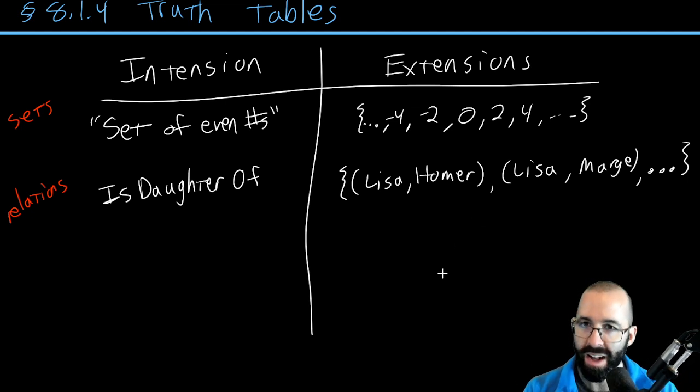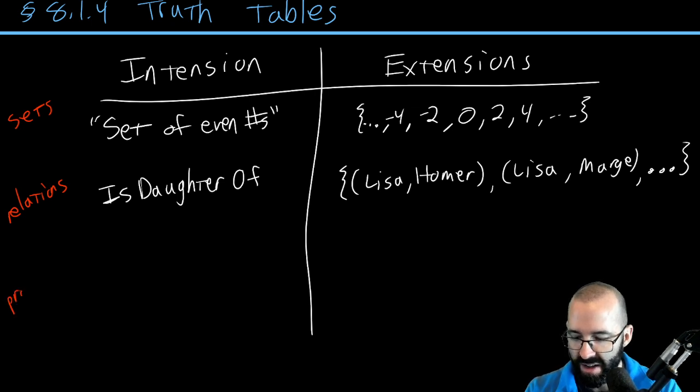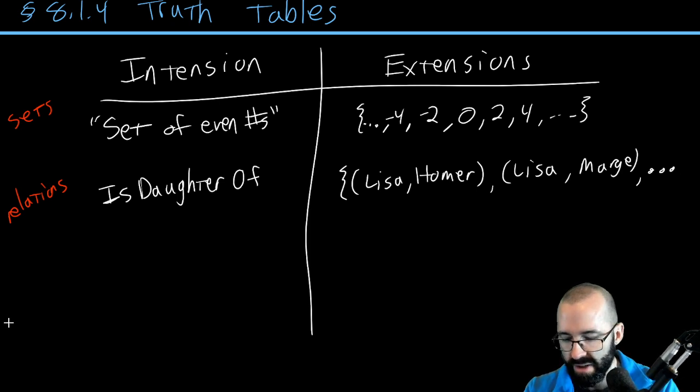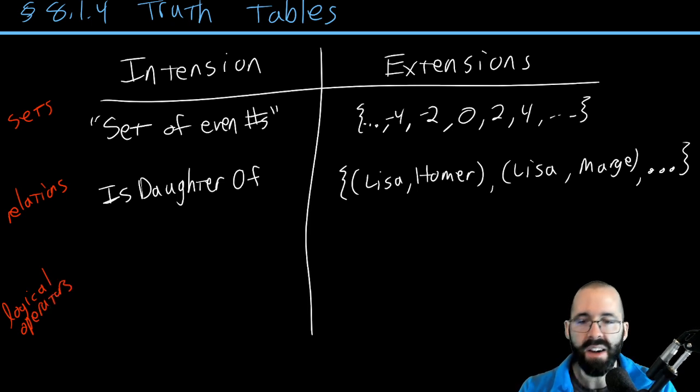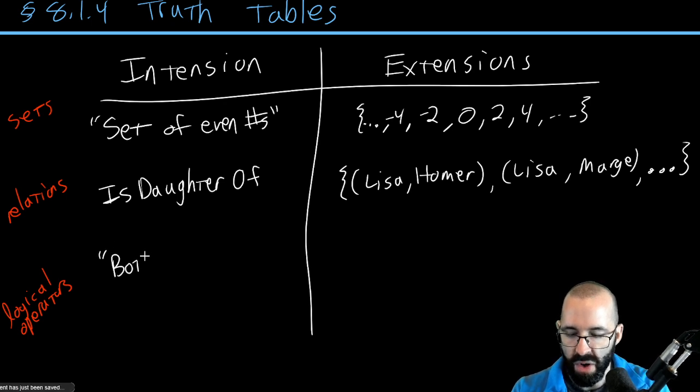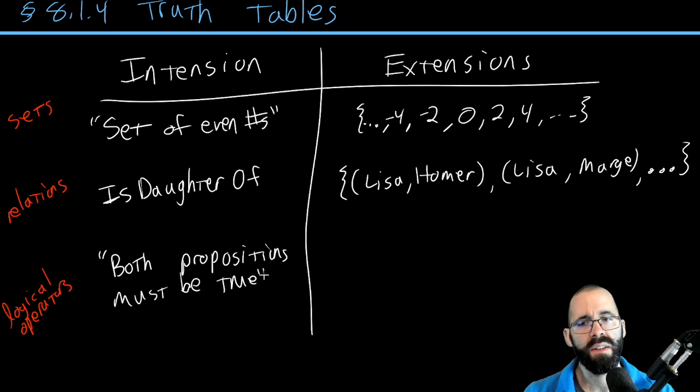Okay? Well, now we're in chapter 8. Now we're talking about propositional logic. And we're going to have something similar for logical operators. We've kind of talked about the intention so far. So for example, we say that both propositions must be true. What logical operator is that talking about? It's the AND operator, okay?